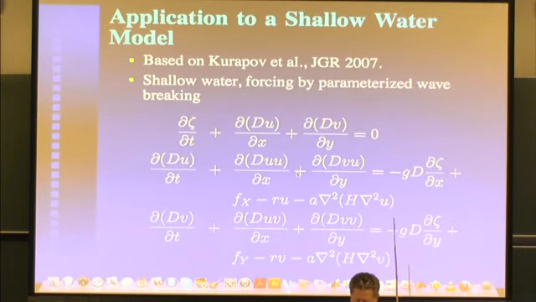This is a shallow water model forced by parameterized wave breaking. This is a near shore model. Near shore is different from coastal. Near shore is inside the surf zone. When people talk about near shore oceanography, they're actually talking about what you see from the beach.